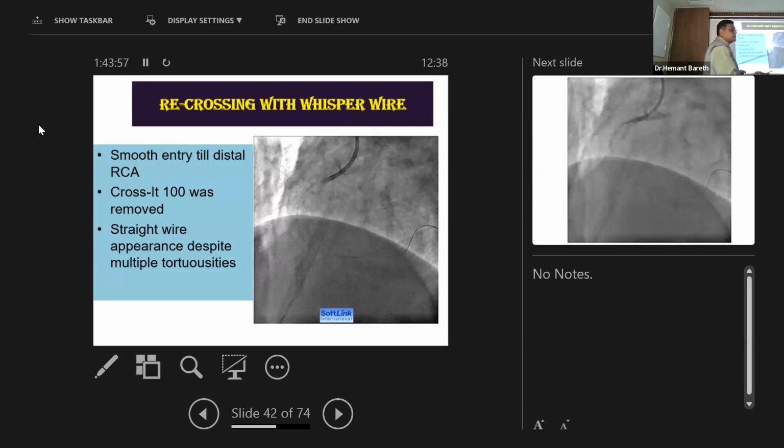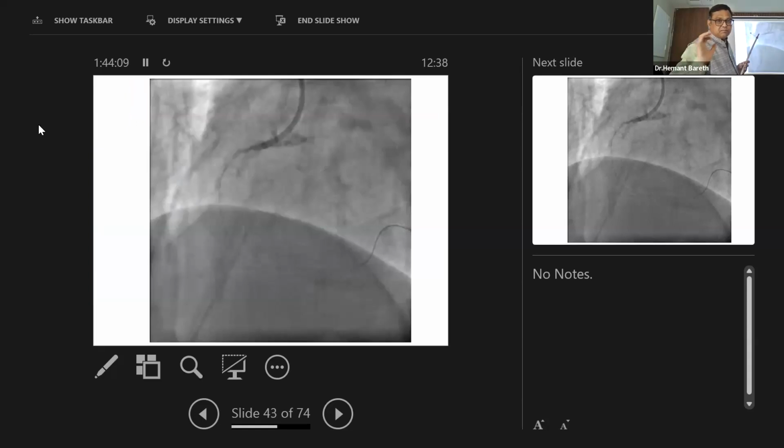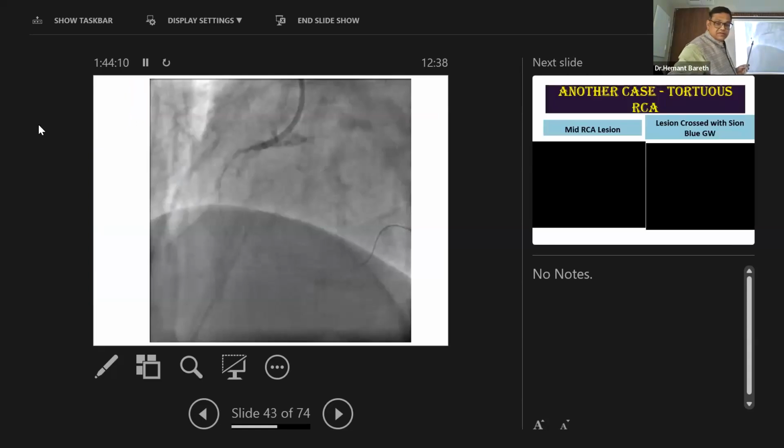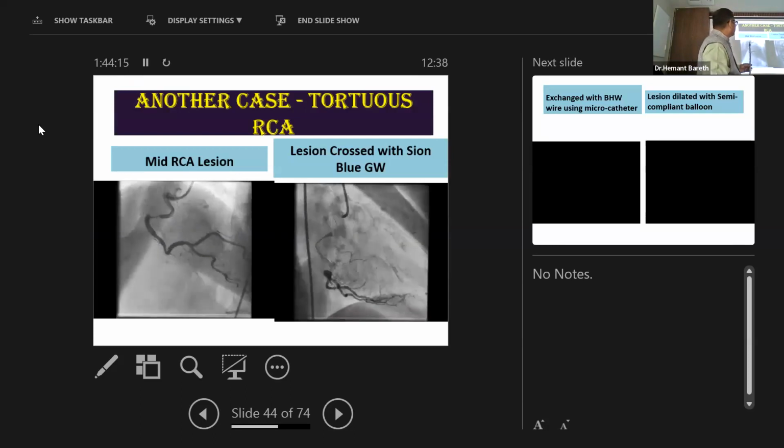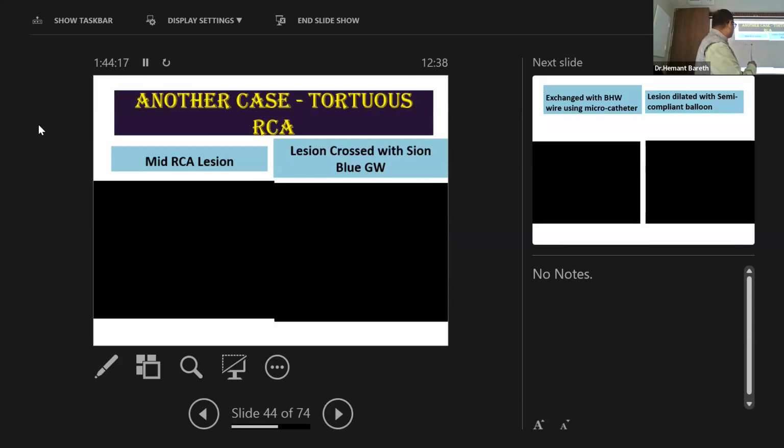So ultimately, the wire was removed, and then another wire was used, which was a lower support wire. It was exchanged by microcatheter and a lower support wire passed, and then finally the procedure was done. So this is that wire and the final position. This is another, third case, a tortuous RCA.